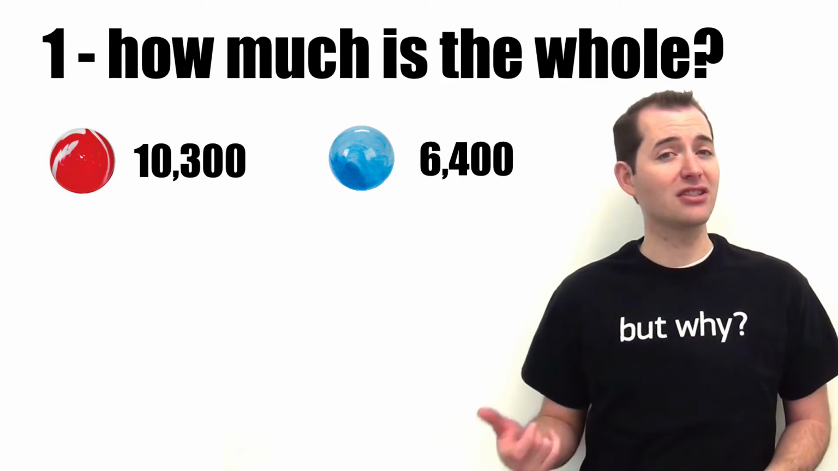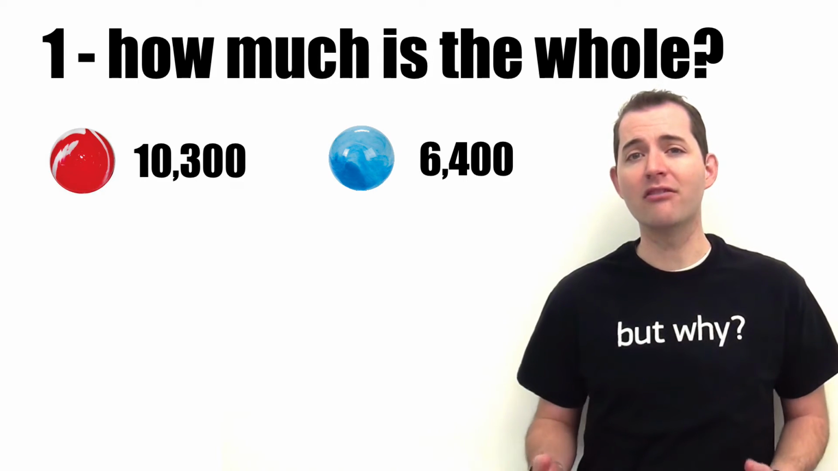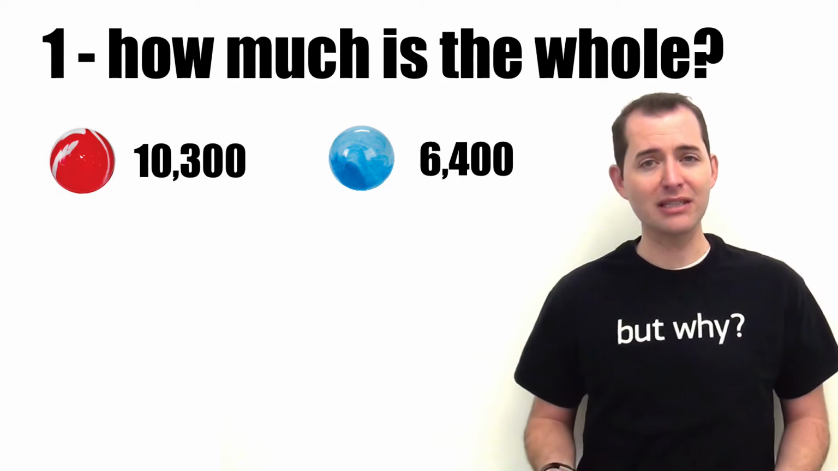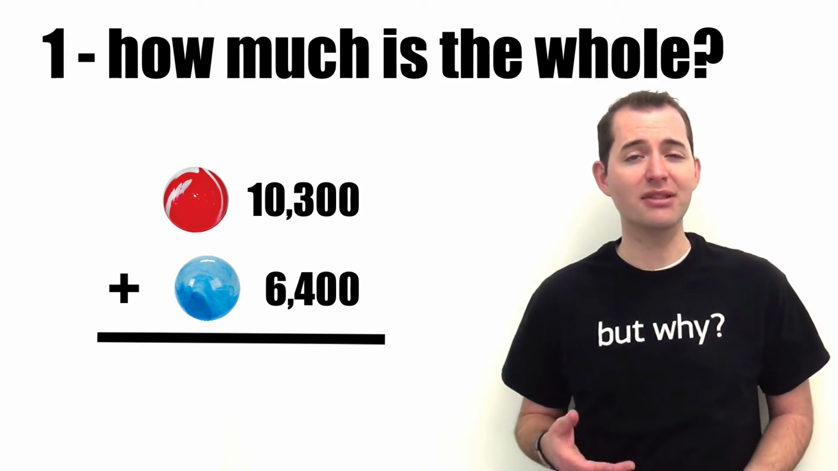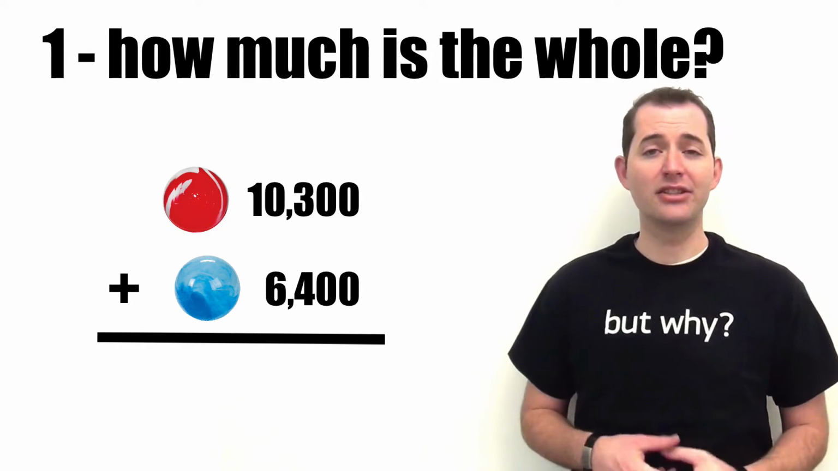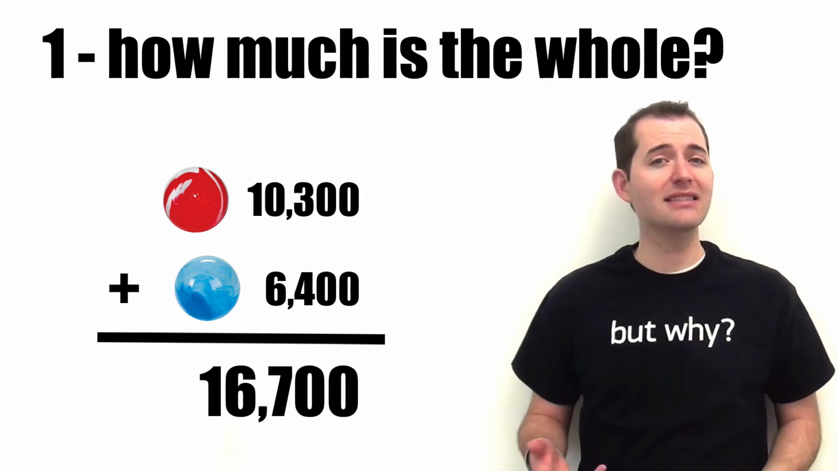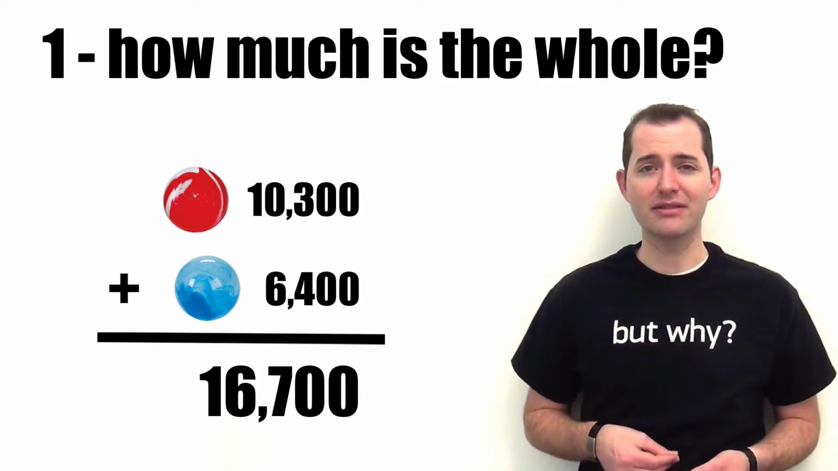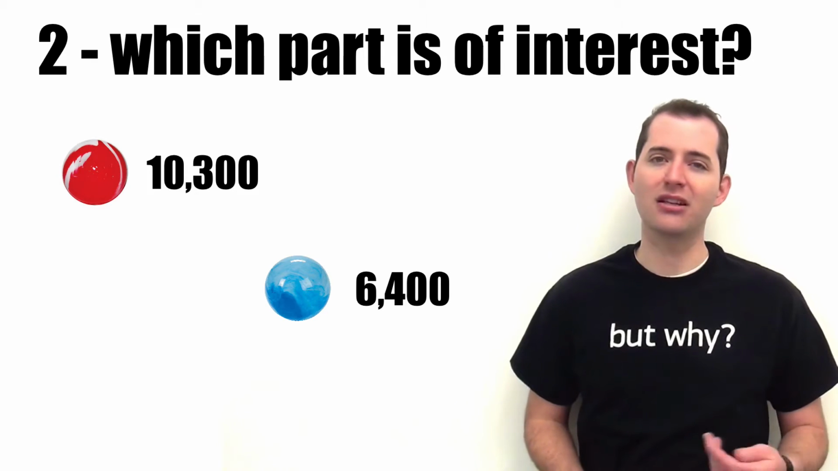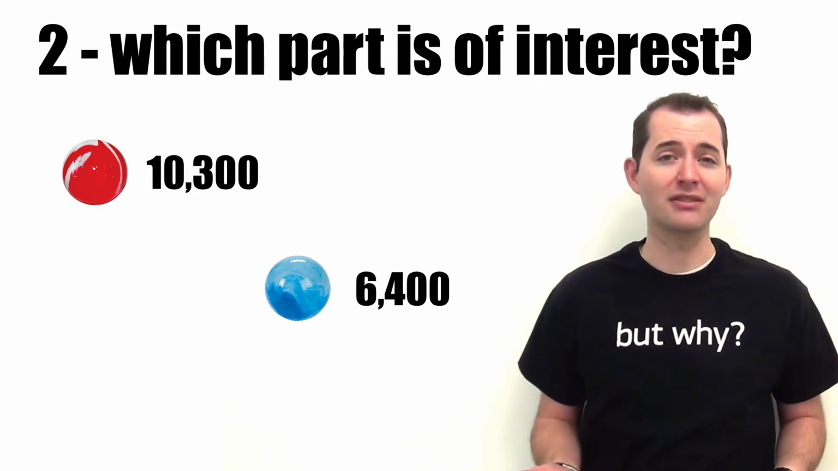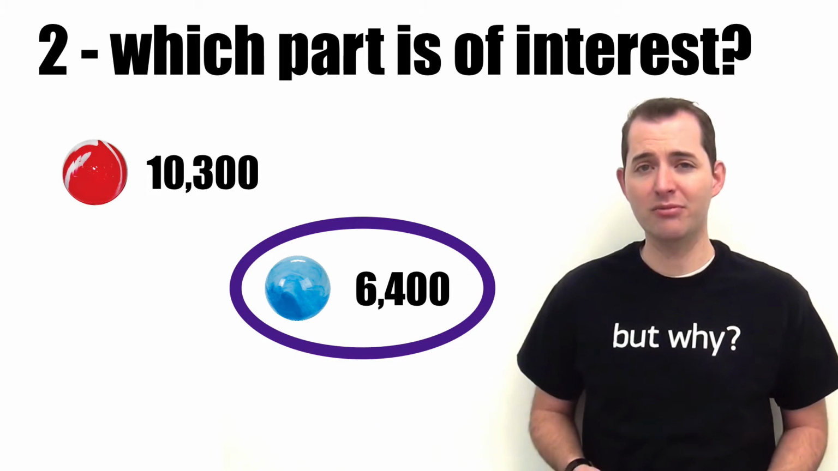We know that the container has just the red and the blue marbles inside of it. So we must calculate the whole number, or the total number of marbles in that container. We do this by adding the 2 parts together. So we will add 10,300 red marbles plus 6,400 blue marbles to determine how many marbles are in the whole. This gives us a whole value of 16,700 marbles. Our next step is to determine which part we are interested in. Again, we were given 2 parts, the number of red marbles and the number of blue marbles. In this case, the part of interest is the blue marbles. There were 6,400 blue marbles.